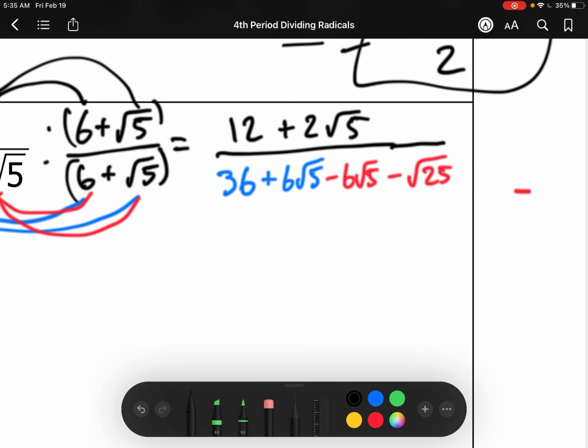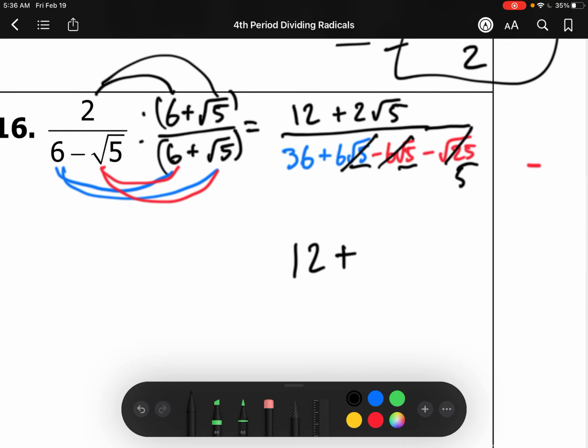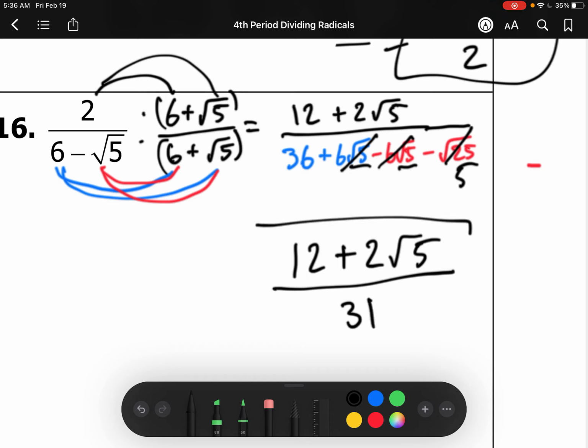So next we're going to simplify this, right? So here we have common denominators, right? They end up eliminating each other, because we have this common denominator, so we combine the coefficients. 6 minus 6 is 0, so these get canceled out. We can't simplify anything in our numerator, and then we know that the square root of 25 is 5, right? So our final answer is going to be 12 plus 2 times the square root of 5. That's our numerator. It doesn't change. Can't simplify anything there. And then we have 36 minus 5, which is 31. That is our final answer here.